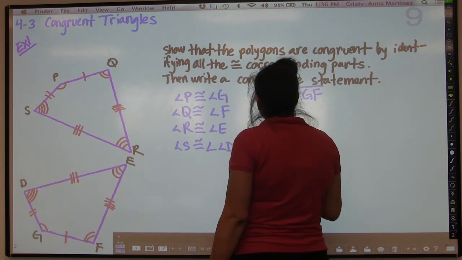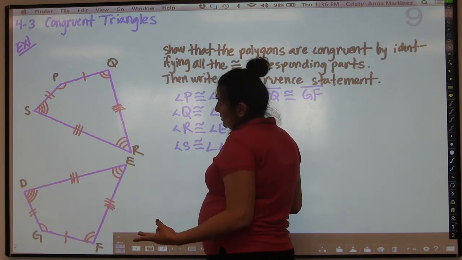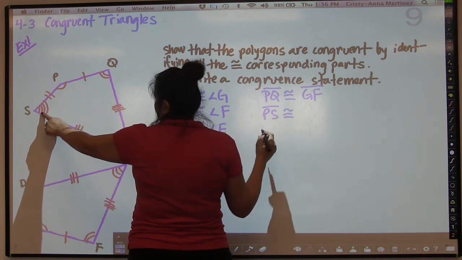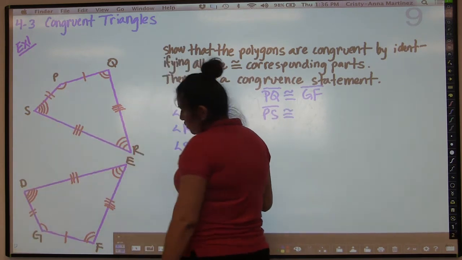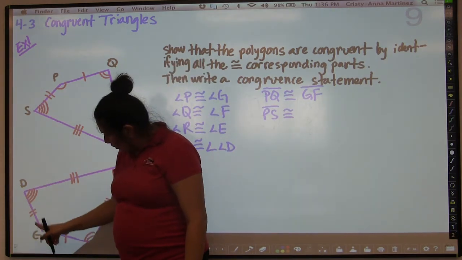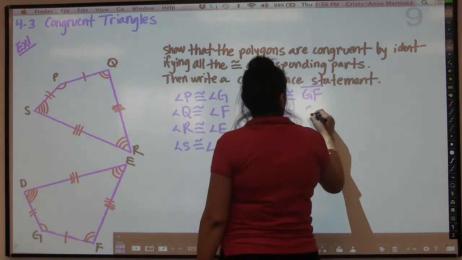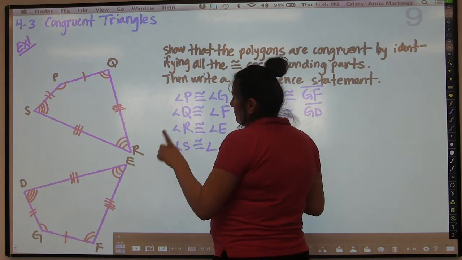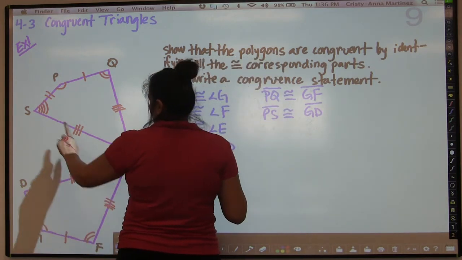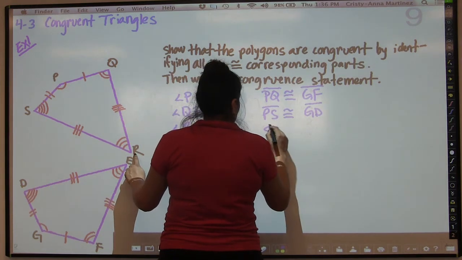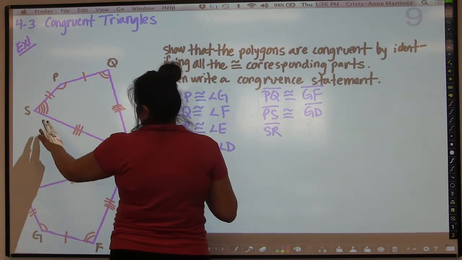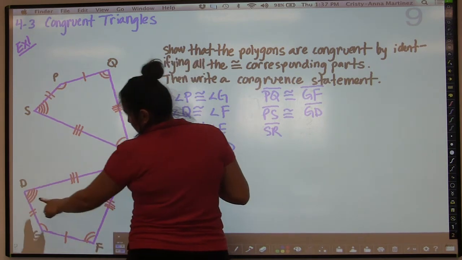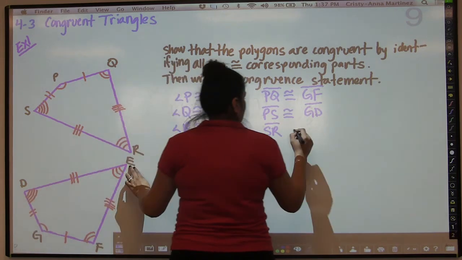It's GF. And then we want to go to the two tick marks, and that's going to be this one here, PS. And with PS, I'm going from one arc to four arcs. So over here, I'm going to go from one arc to four arcs. So I'm going to call it GD. And then we have three tick marks. So that's going to be SR. And SR is going to be from four arcs to three arcs. So over here, we're going to go from four arcs to three arcs, which is DE.